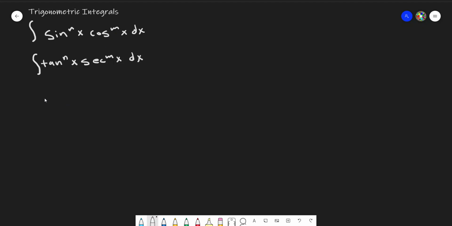So we first start by looking at what happens when you have one of the powers that could either be even or odd, and what would we do? Now, one thing that you may need to consider is that you will be making a lot of use of the fundamental identity, sine squared theta plus cosine squared theta equals 1, and then also tangent squared theta plus 1 equals secant squared theta.